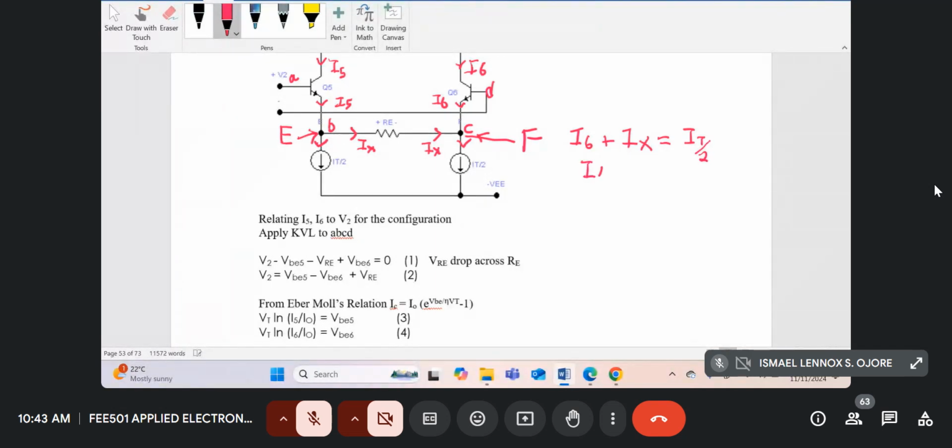So we can write that I6 at that junction is equal to IT by 2 minus IX. So that is what I'll put in the equations. So this is at F, and at E, we'll have this equation. It's just simply I5 is equal to IT by 2 plus IX. So those are the results I'm going to be using over here.